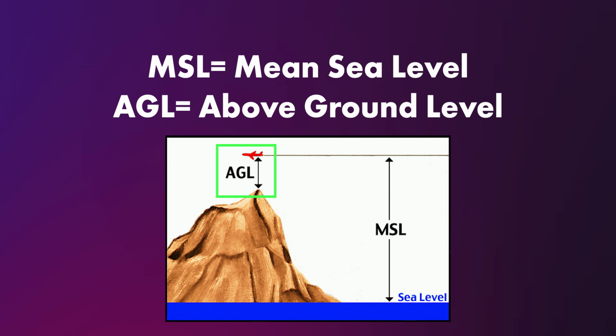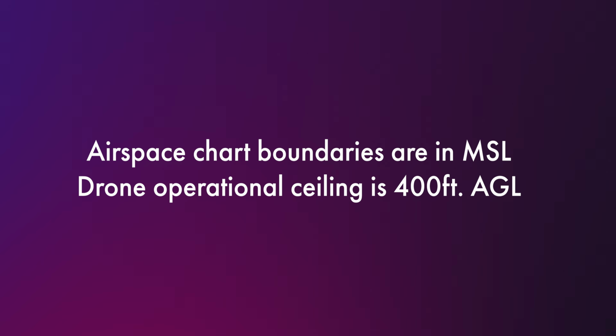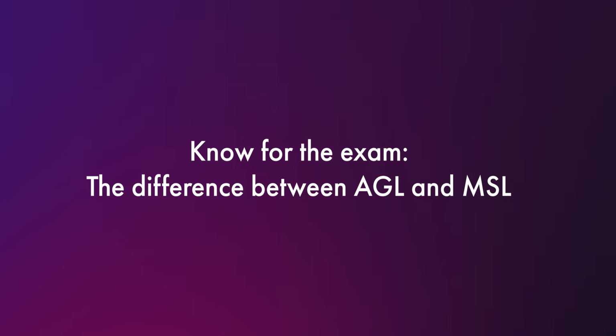AGL is above ground level. This is what you're actually flying above, the ground beneath you. If you're standing on a hill that's already 500 feet above sea level and you fly your drone 200 feet up, you're at 200 feet AGL, but 700 feet MSL. The reason this matters for airspace is that chart boundaries are in MSL, but your drone's operational ceiling under Part 107 is 400 feet AGL. Those two numbers are talking about different things, and mixing them up is how people end up in airspace they didn't intend to be in.